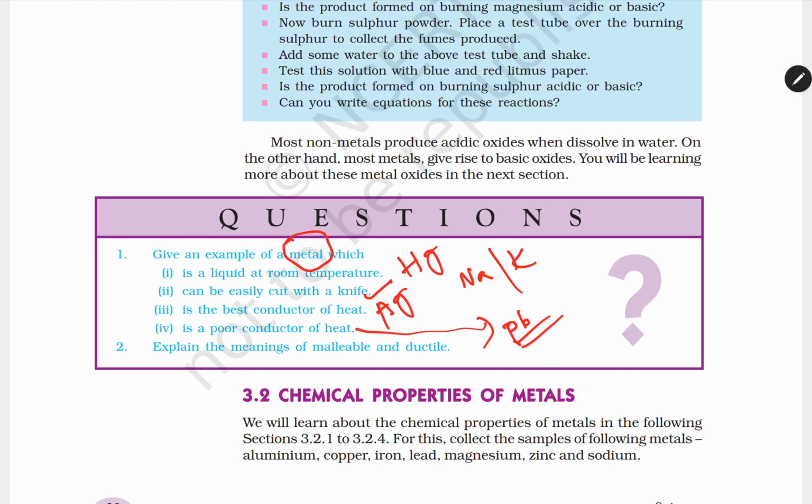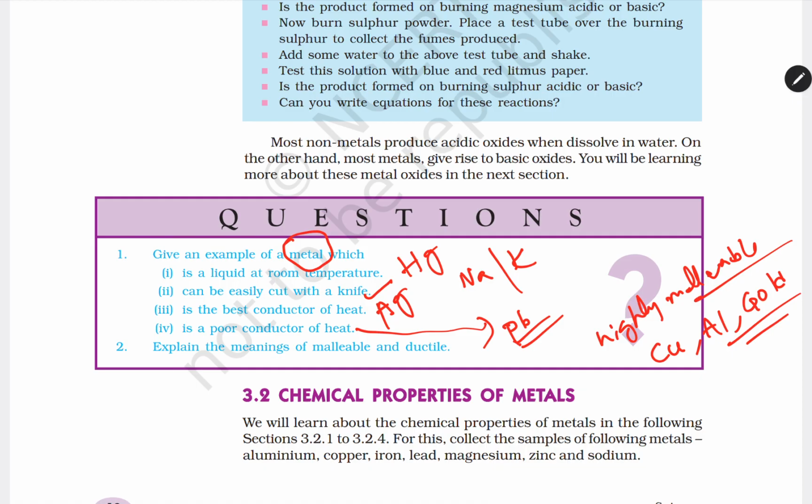Explain the meaning of malleable and ductile. You already know. The ability of a metal to be hammered or beaten into sheets without breaking is malleability. For example, silver, gold, and aluminium are highly malleable. You can make them into sheets. That is the property of these metals. And what about ductility? It is the ability of a metal to be drawn into thin wires. Here you can say copper, aluminium, and gold are very ductile.